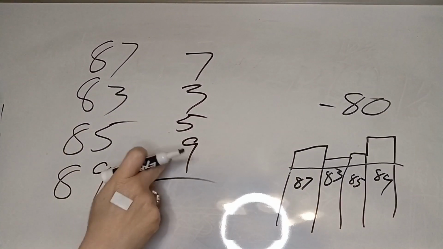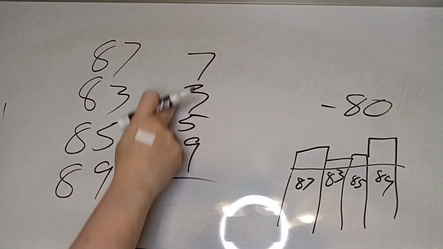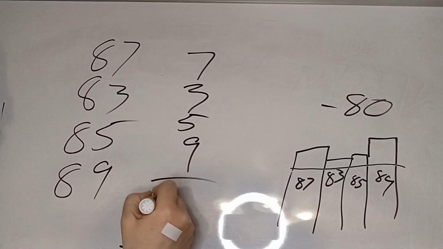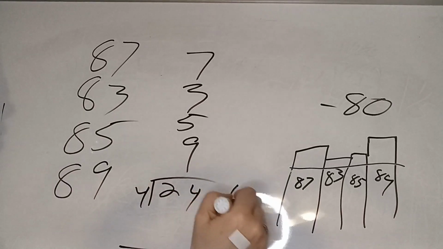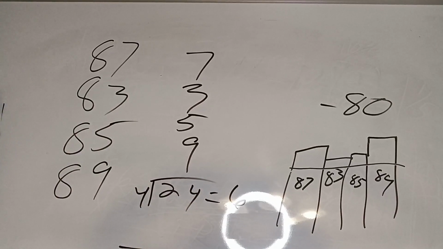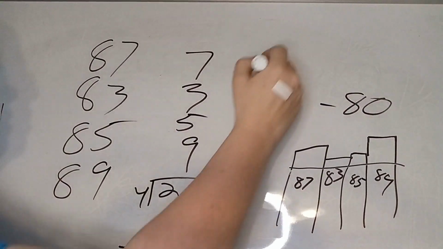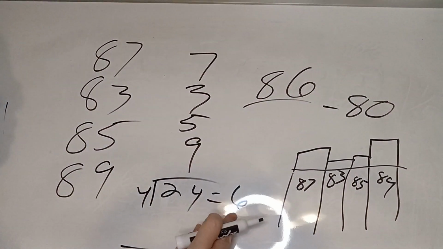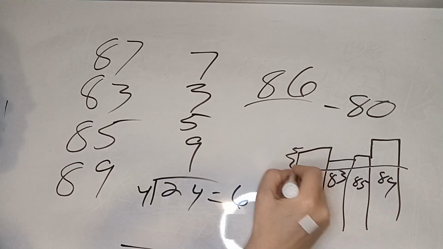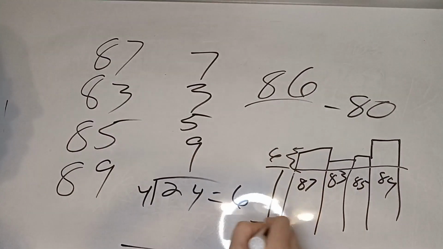All right, if we add those up, we've got 10, 24. Now 24 divided by 4 is 6. So the average of these numbers is 86. Because we're taking that 6, which is what makes them even here, and then we're adding that 80 back on.